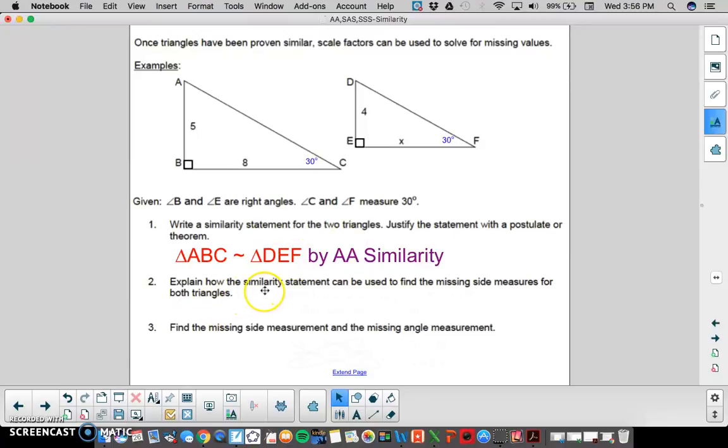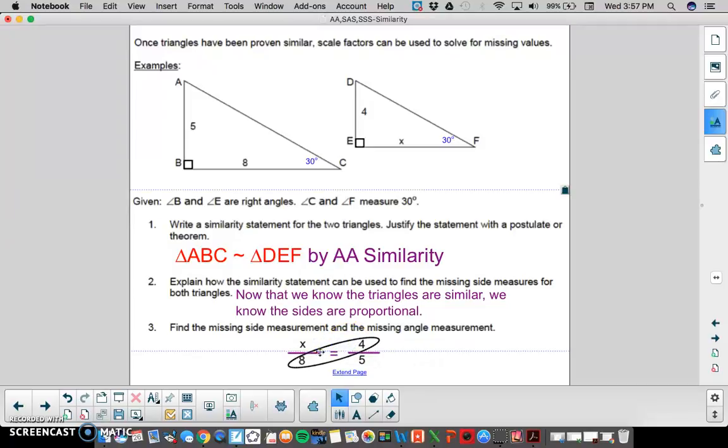Now explain how the similarity statement can be used to find the missing side measures. Well, now that we know the triangles are similar, we know that the sides are proportional. So if the sides are proportional, we can set up a proportion to solve for that missing side length. So cross multiply that proportion. So 5 times x equals 32. Divide by 5 and we get 6.4. So that missing side right there is 6.4.